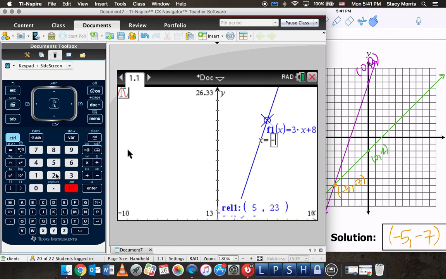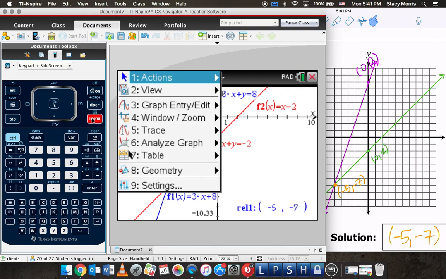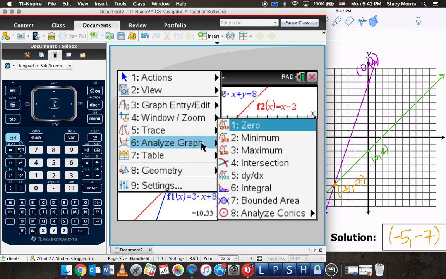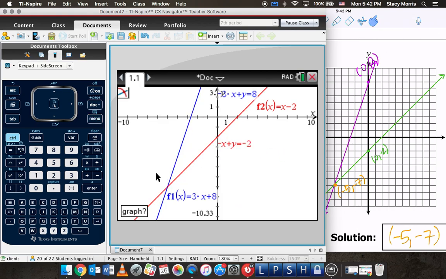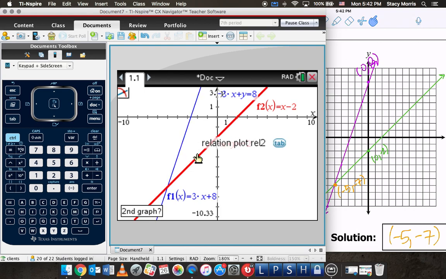Let me see, what is this doing? So -5, -7, I traced to it, so there it is. I'm trying to see how I can get it to tell me the intersection. Click 2 function or equation graphs and then click search bounds. So we're going to click this one and this one. There we go. So I think because I graphed those 2 extras, it wasn't working.